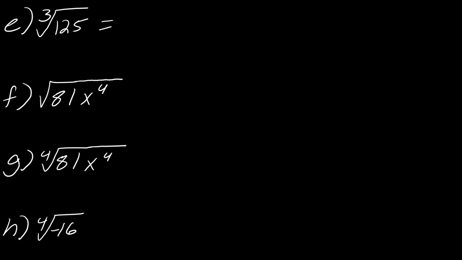Cube root of 125, 5. Okay, square root of 81x to the 4th. This is one where we talked about how to break these down. The square root of 81 is 9, and then for x to the 4th, since this is a square root, since there is an invisible 2 out here, I'm just going to divide this 4 by 2. So this is going to be 9x squared.